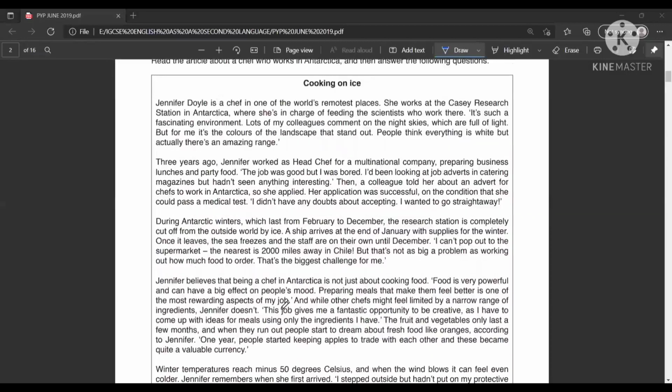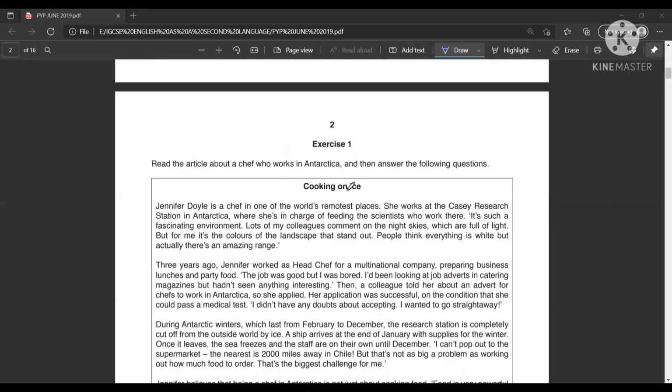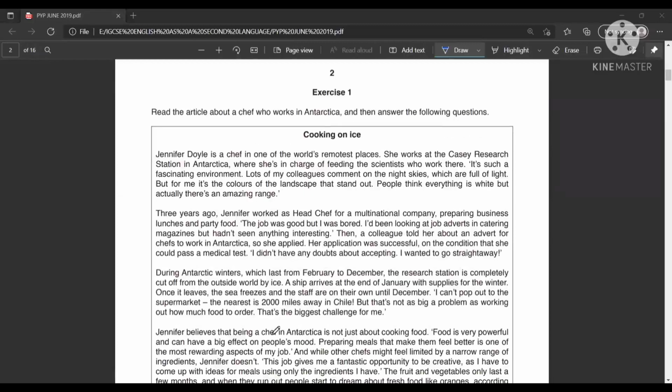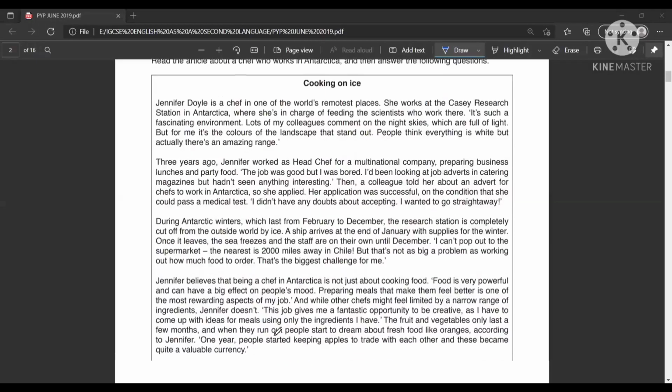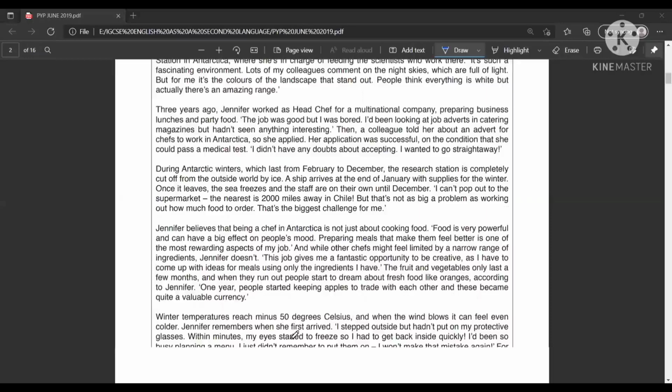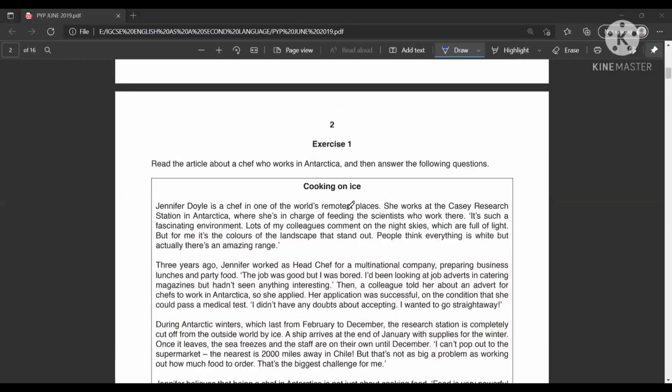So we have got the overview that this article is about a chef named Jennifer Doyley, how she's working, and where she's working. She's working in Antarctica. There is some information about the Antarctic winters and the difficulties of being a chef in Antarctica. So we have got a rough idea about the topic, that is, cooking on ice. Why is it written cooking on ice? Because it is talking about being a chef in Antarctica.